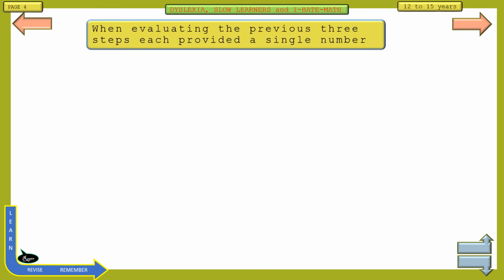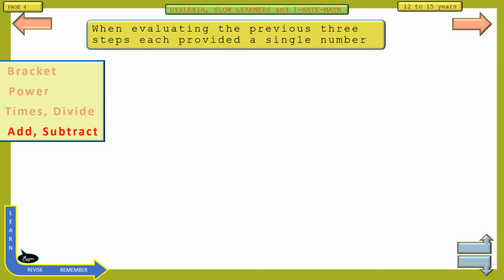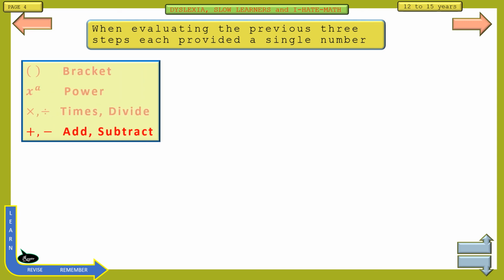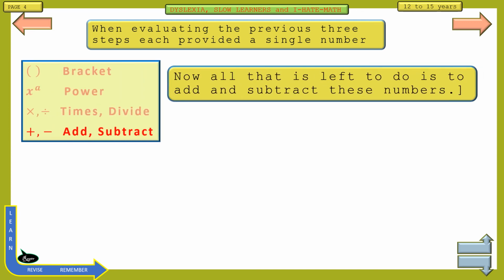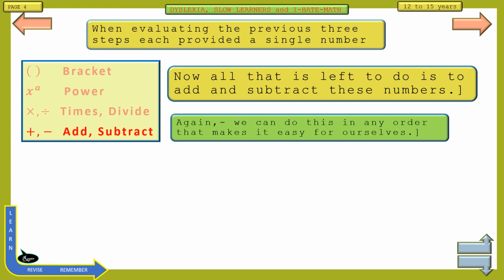When evaluating the previous 3 steps, each step provided a single number, separated by pluses and minuses. These were the terms. Here's our old friend again. All we have left to do is to add and subtract these numbers. Again, we can do this in any order that makes it easy for ourselves.